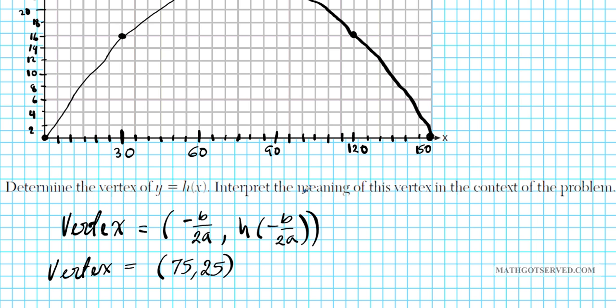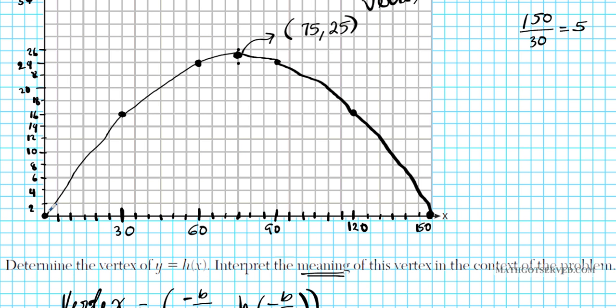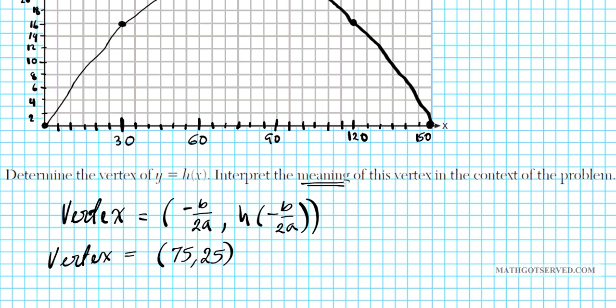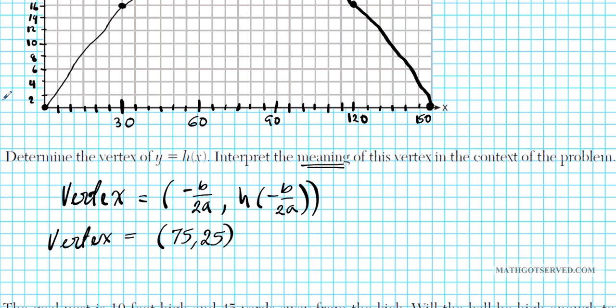Now, what is the meaning of this vertex in the context of the problem? When he kicked the ball, this is the kicker right here, the ball went up, got to its maximum height, and started to fall back down to the ground. Okay? So the vertex is basically the maximum height the ball attained, and it happened when the ball was 75 feet away from the kicker.